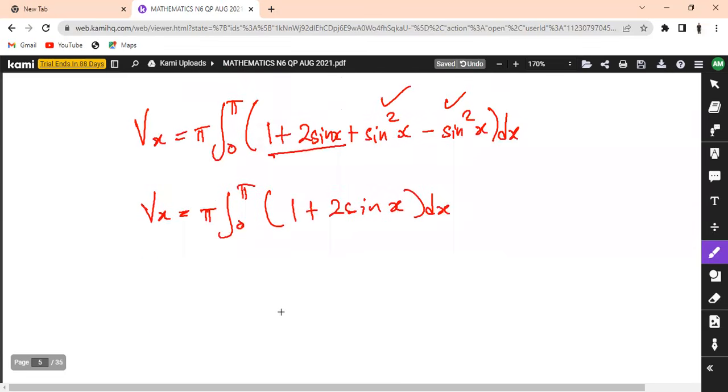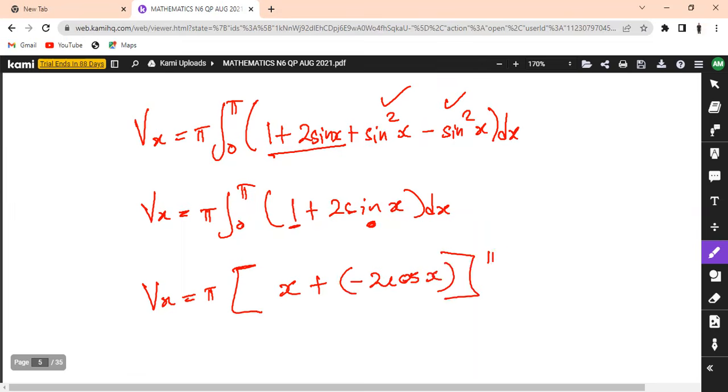So performing our integration, this is now a normal integration, guys. So our Vx is going to be pi. Let us integrate here. The integral of 1 with respect to x will be x plus, remember, sine changes into cos, so it is going to be minus 2 cos x. It's going to be a negative, this one. Our limits are pi to 0 here, and if we combine plus and minus, that's a minus. So we can conclude that our integral is going to be x minus 2 cos x, with the limits pi to 0 like that.